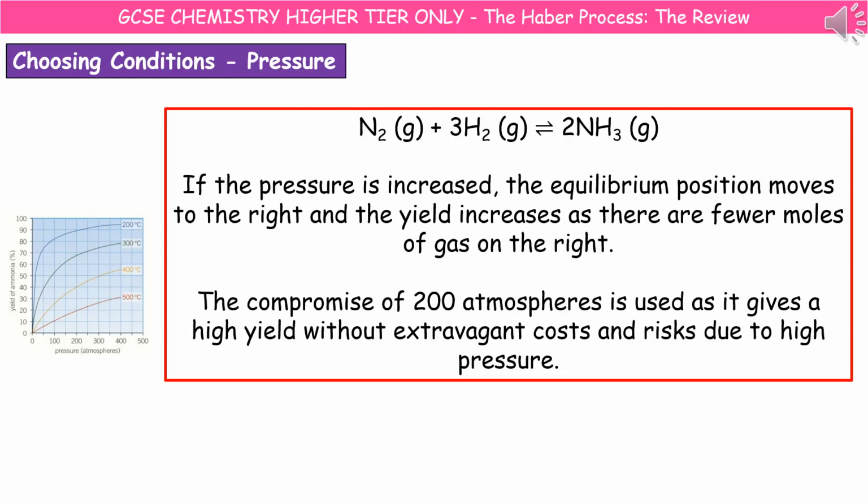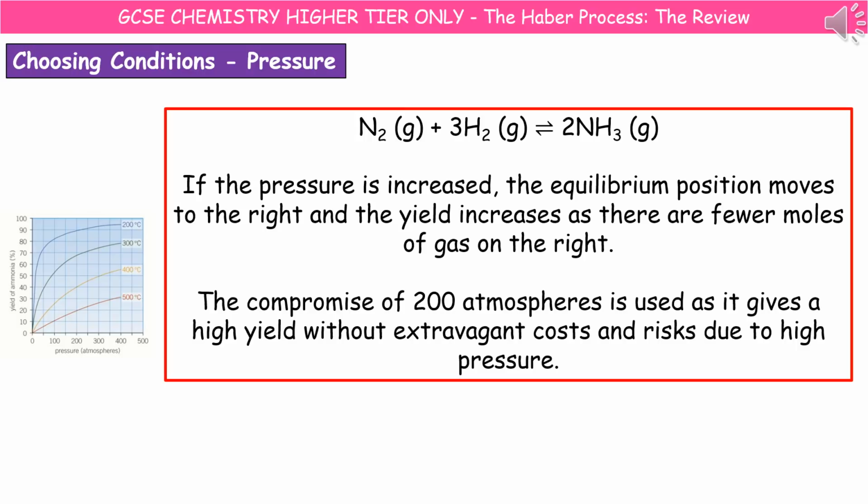The second condition is the pressure. So if we look at our balanced symbol equation, then we can see we've got 4 moles of gas on the left and 2 moles of gas on the right. So hopefully we remember from our work on equilibrium position that if we increase the pressure, then the equilibrium position is going to move to the right because it goes to the direction of fewer moles of gas. So that means that higher pressures will lead to more ammonia being produced.